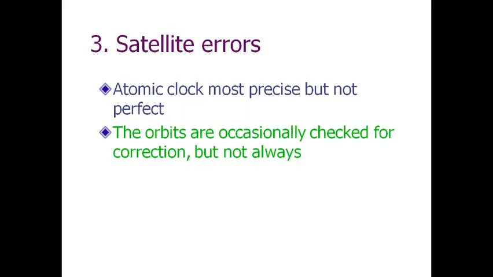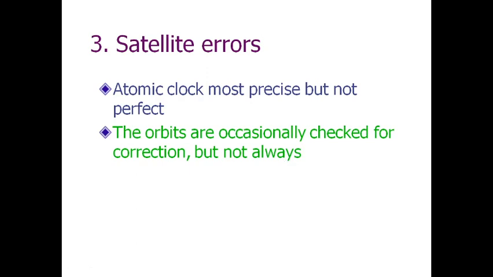And the third one is the satellite errors itself. We have discussed this to an extent, because the atomic clock used in the satellite is the most precise one, but it may not be perfect at all. So there will be some timing errors. And the orbits of the satellites may not be the same always. Of course, we are updating it using the ephemeris data, but there will be slight errors, because it is not updated every now and then. So there will be an interval for the updation, and in between there will be slight errors in the satellite orbit.